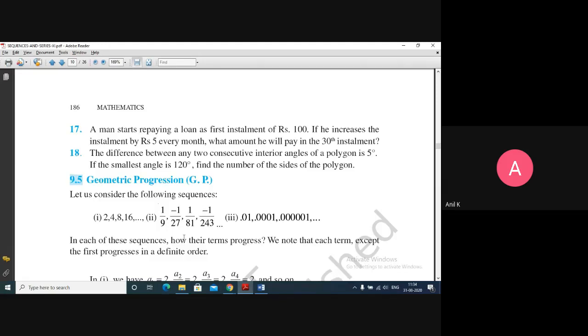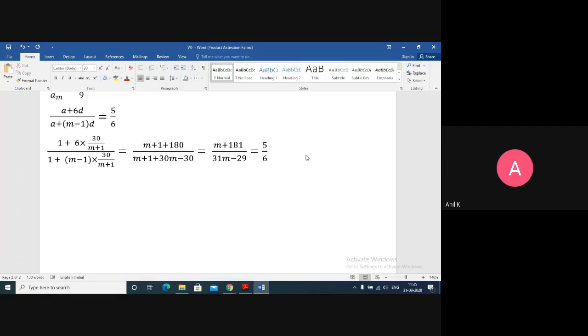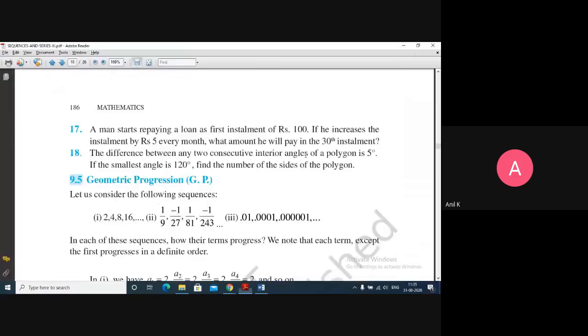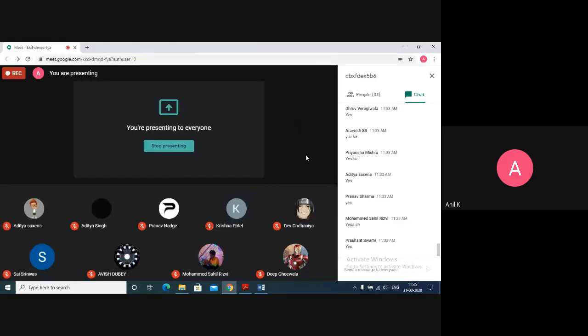Now the 18th one, a little bit, you have to recall a few things. The difference between any two consecutive interior angles of a polygon is 5 degrees. If the smallest angle is 120 degrees, find the number of sides of the polygon. Anyone remember the formula? If I know the number of sides, what is the sum of all the angles? This is question number 18. I think we studied this formula in class 8, or 7 somewhere.